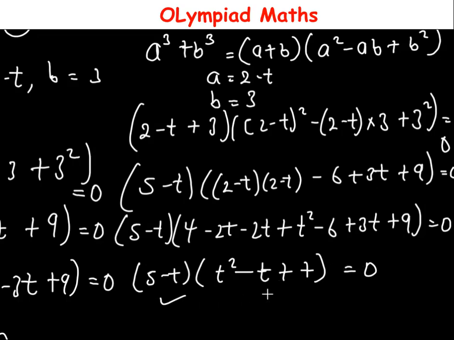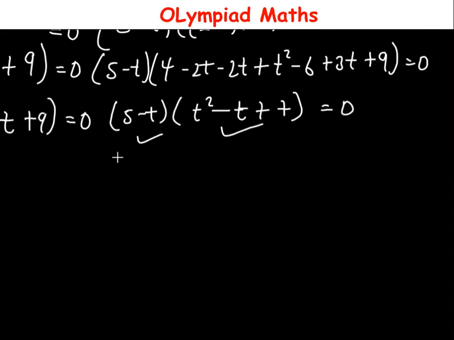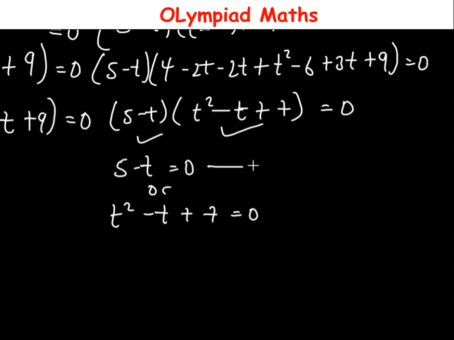With this, this can be equal to 0, or this can be equal to 0. So solving for this, we're going to have 5 minus t is equal to 0, or t squared minus t plus 7 is equal to 0. So let's solve for the value of t from this equation.